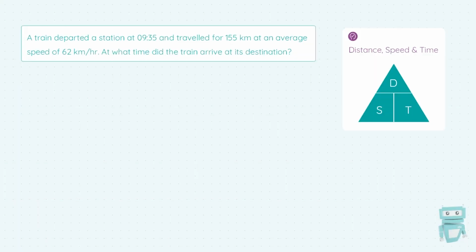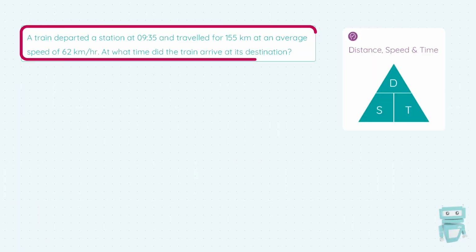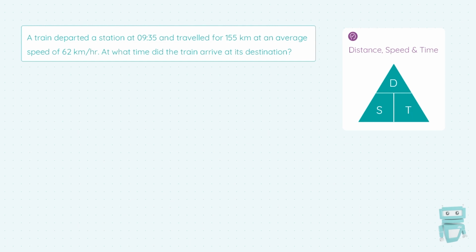So first up, we're told a train departed a station at 9:35 and travelled for 155 kilometres at an average speed of 62 kilometres per hour. At what time did the train arrive at the destination? So this question is asking us to find the time it took the train to get that far and then find the final time it actually arrived at the station.